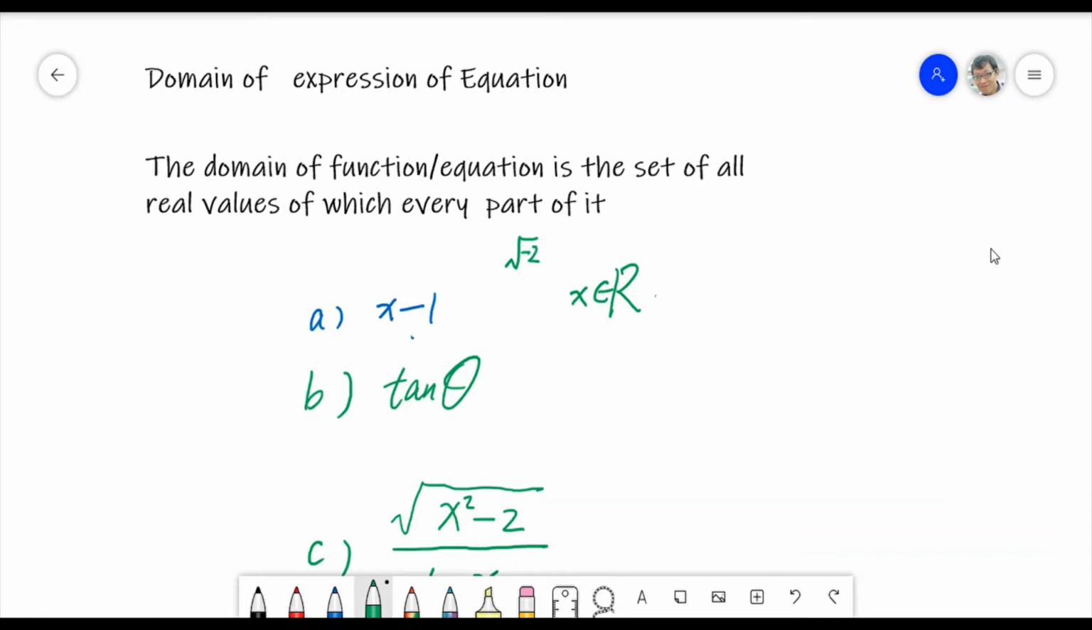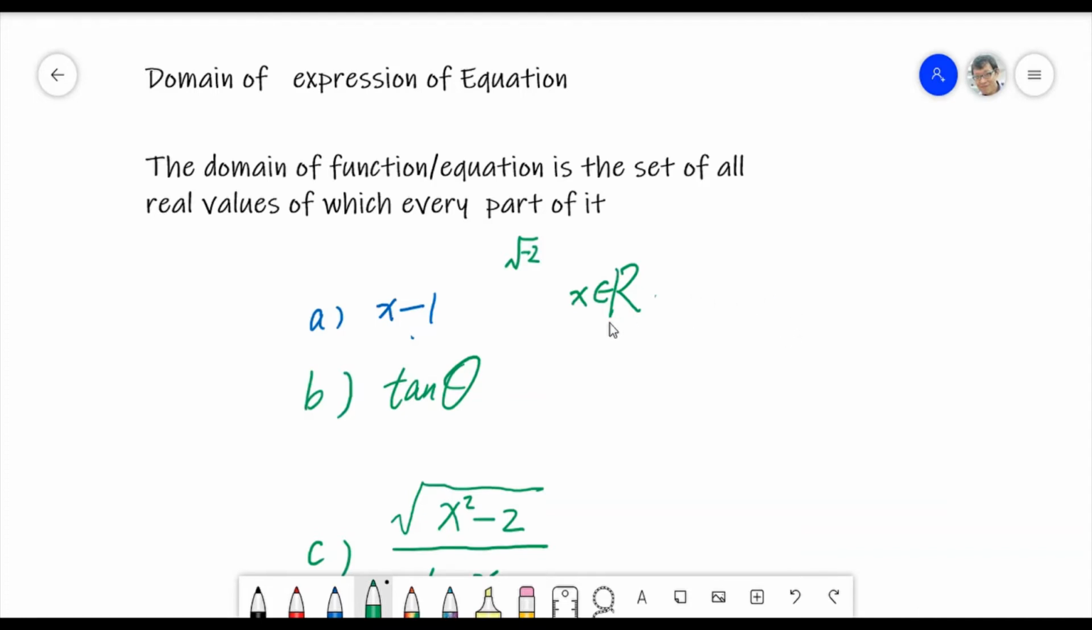You can see a is x equals to 1. In fact, the equation will be y equals x minus 1. So here we are not asked for y's range, we ask for x's range, because from x's range we can find y's range. Same as example b and example c, which we can write as y equals tangent theta. Simply speaking, we look for the range of x, not y.